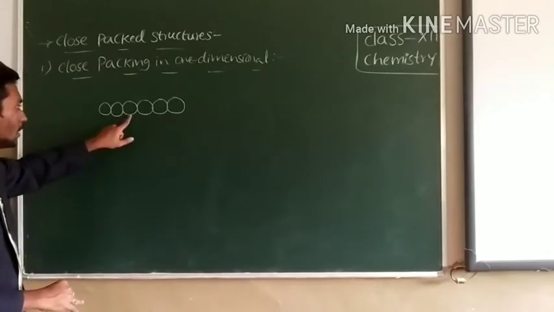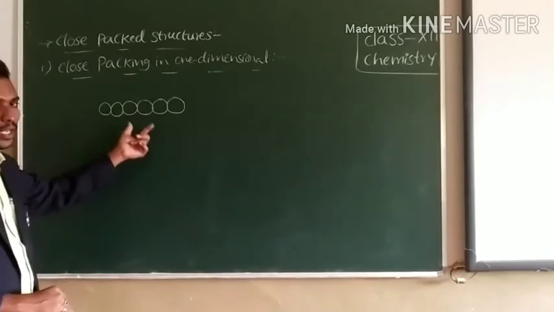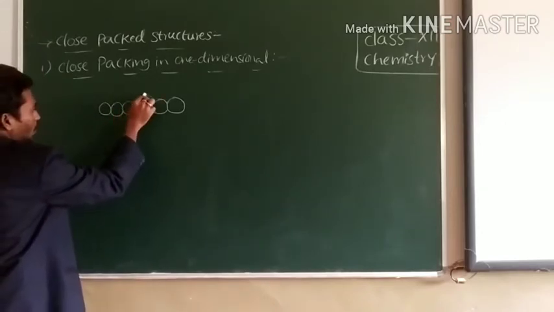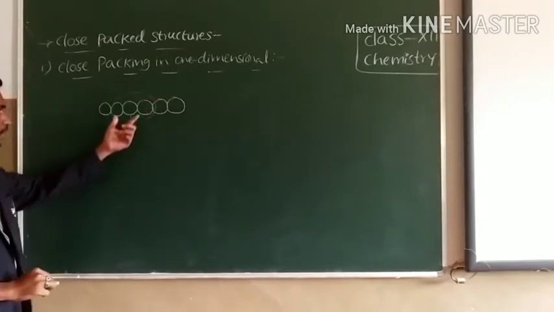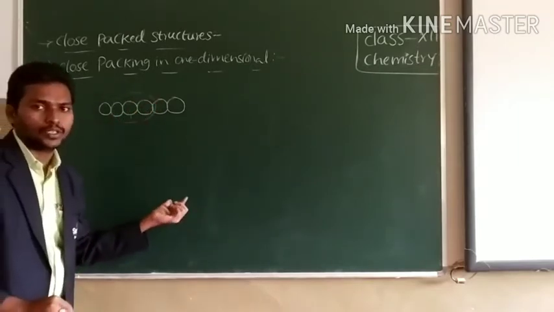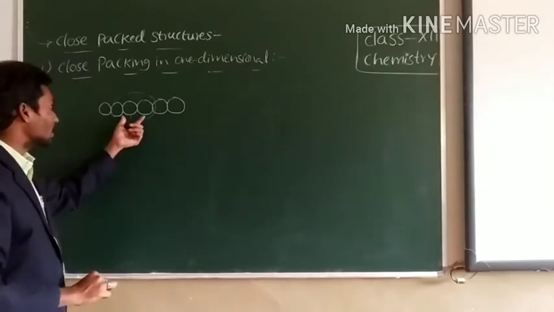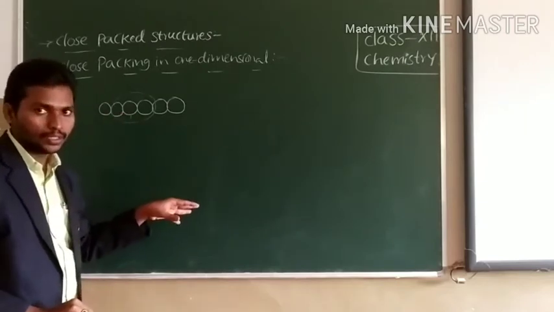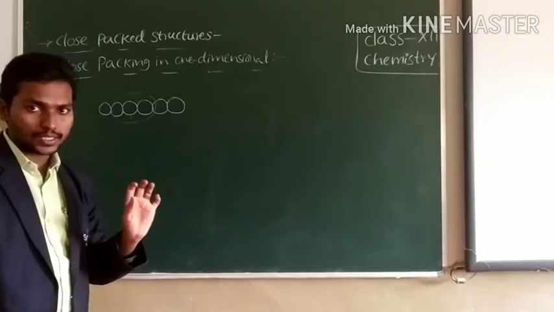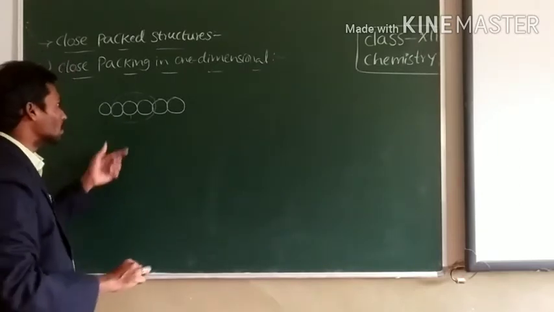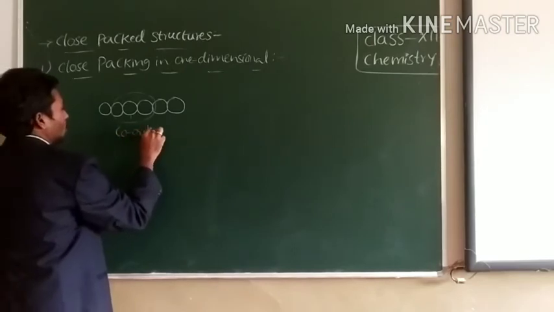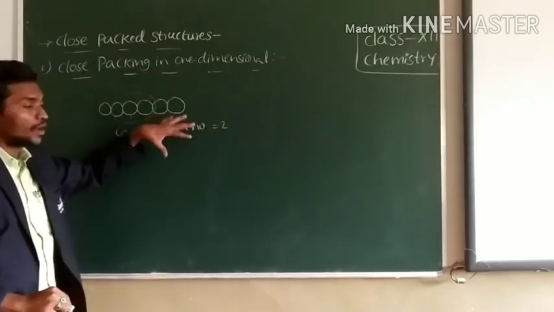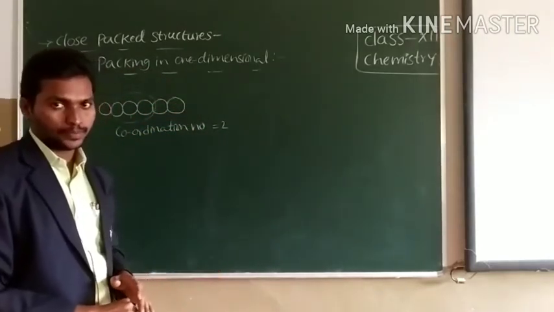In this arrangement, each atom is surrounded by two nearest neighboring atoms. Suppose we consider this sphere. This sphere is surrounded by two nearest neighboring atoms. This number is called the coordination number. I am repeating, children: the number of nearest neighboring atoms in a crystal lattice is called the coordination number. Here the coordination number is 2. Coordination number is 2 in one-dimensional close packed structures.